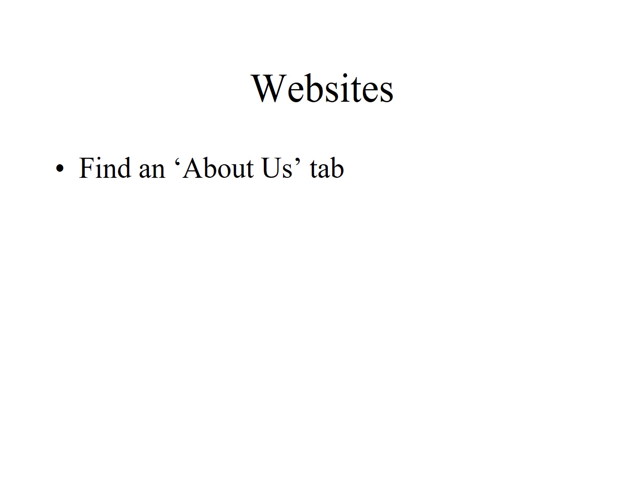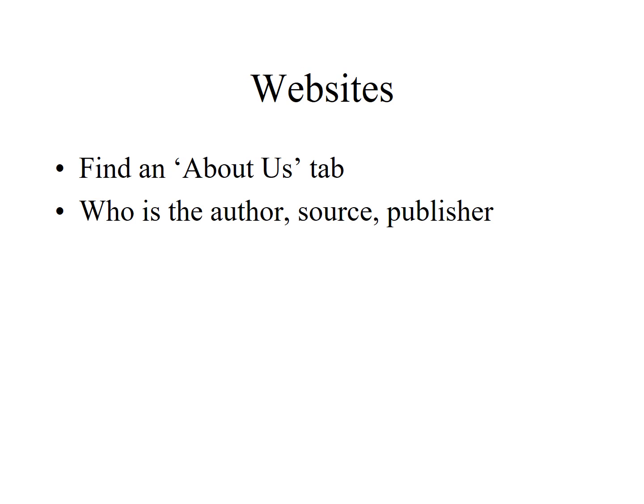current. Now, for websites, you always want to find an About Us tab. And this goes for any class you're doing research for, not just this class. If you can't find an About Us tab, it's probably not a credible website, and you want to stay away from that. You want to find out who the author is, where his source of information came from, and who published it. Not that the publisher will change whether or not it's a credible source, but certain publishers are biased certain ways, and you need to be aware of that. Some have liberal bias, some have conservative bias, some are a little bit more objective.